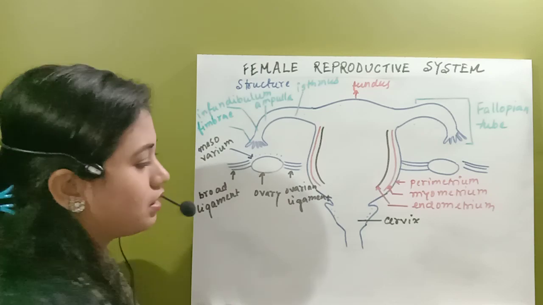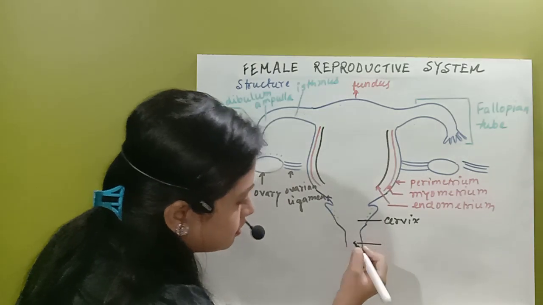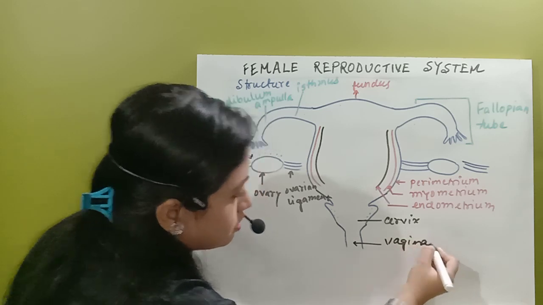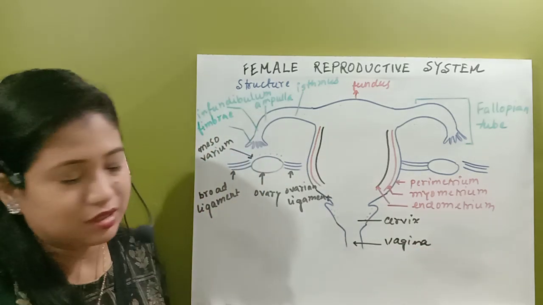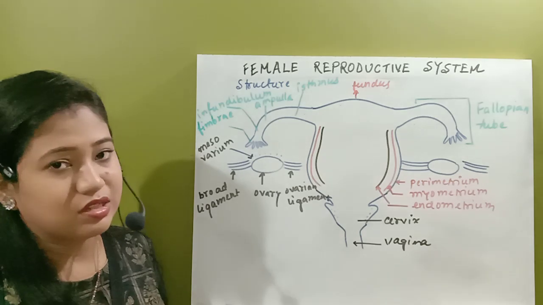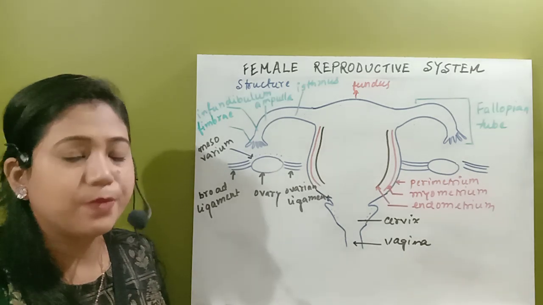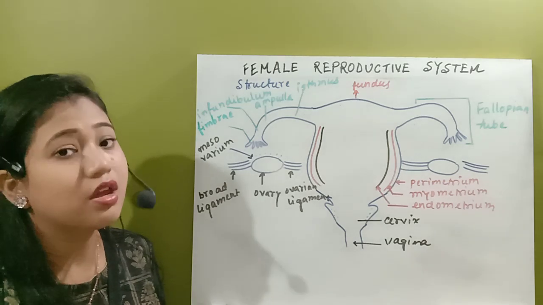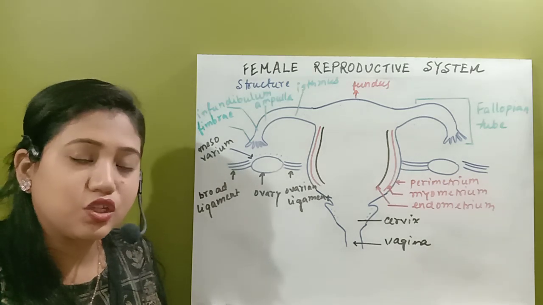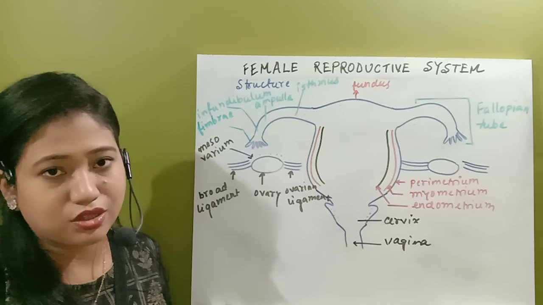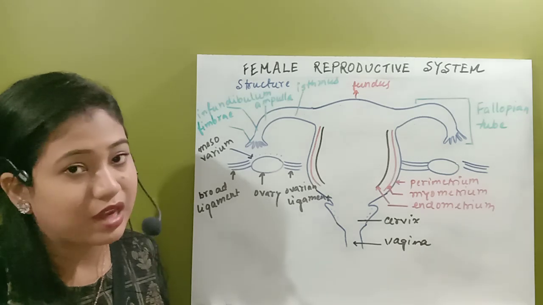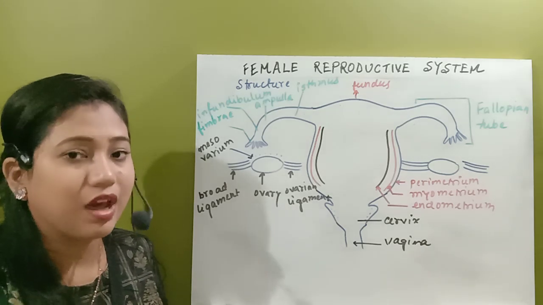And the last part, the last external genital, is also called the vagina. So this is the structure of the female reproductive system. This vagina is made up of non-keratinized squamous epithelial tissue. Non-keratinized squamous epithelial tissue means it is obviously a compound tissue, stratified tissue having more than one layer.